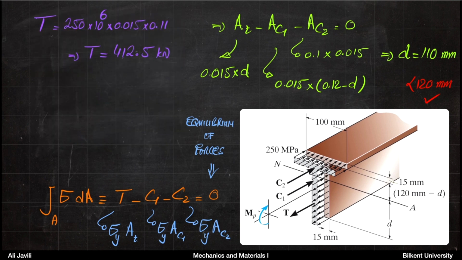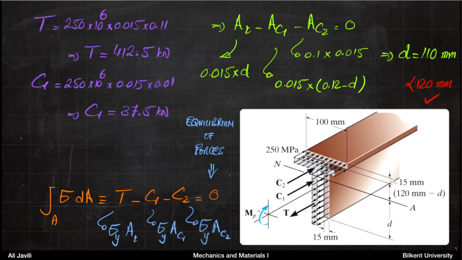All right, now that you know the position of the neutral axis, the first thing you can do is to calculate the forces that we talked about. So you know the force T is the area AT times the yield stress. The yield stress is 250 megapascal, and the area is 15 millimeters times 110 millimeters. So your T would be 412 and a half.